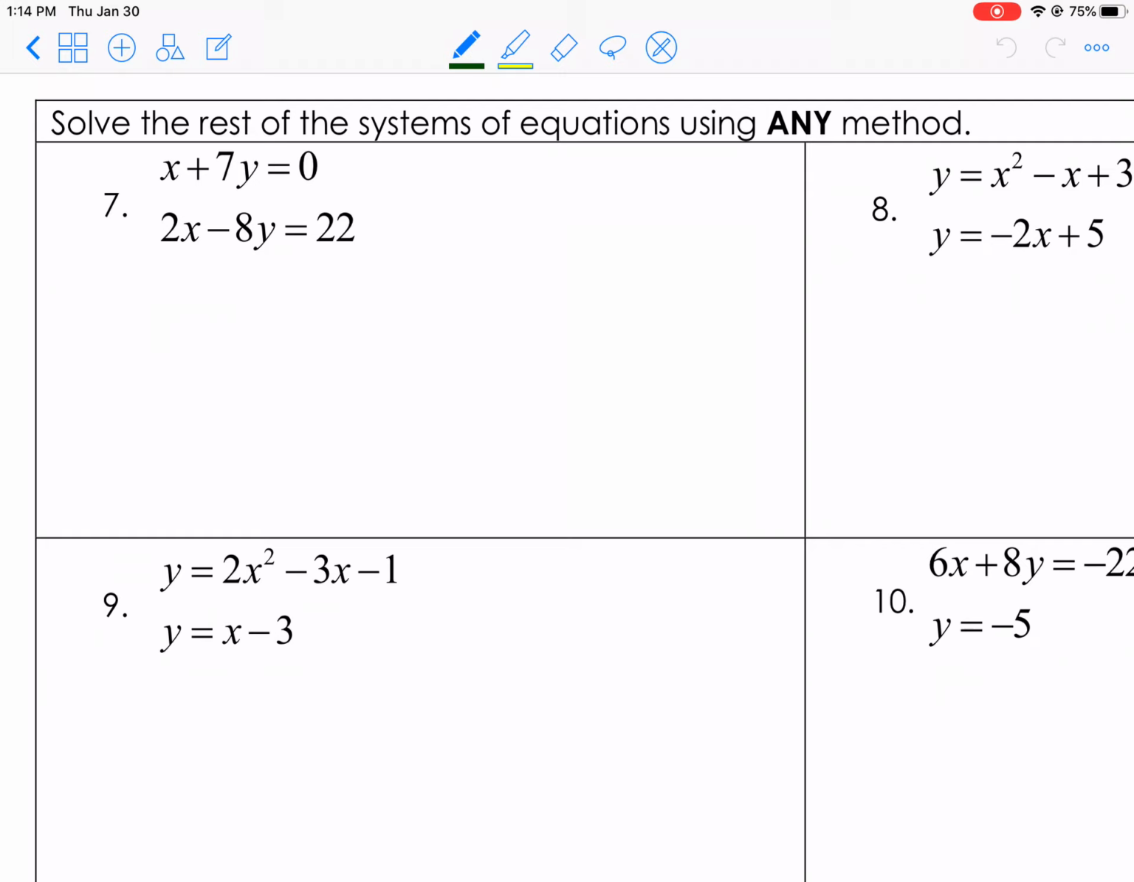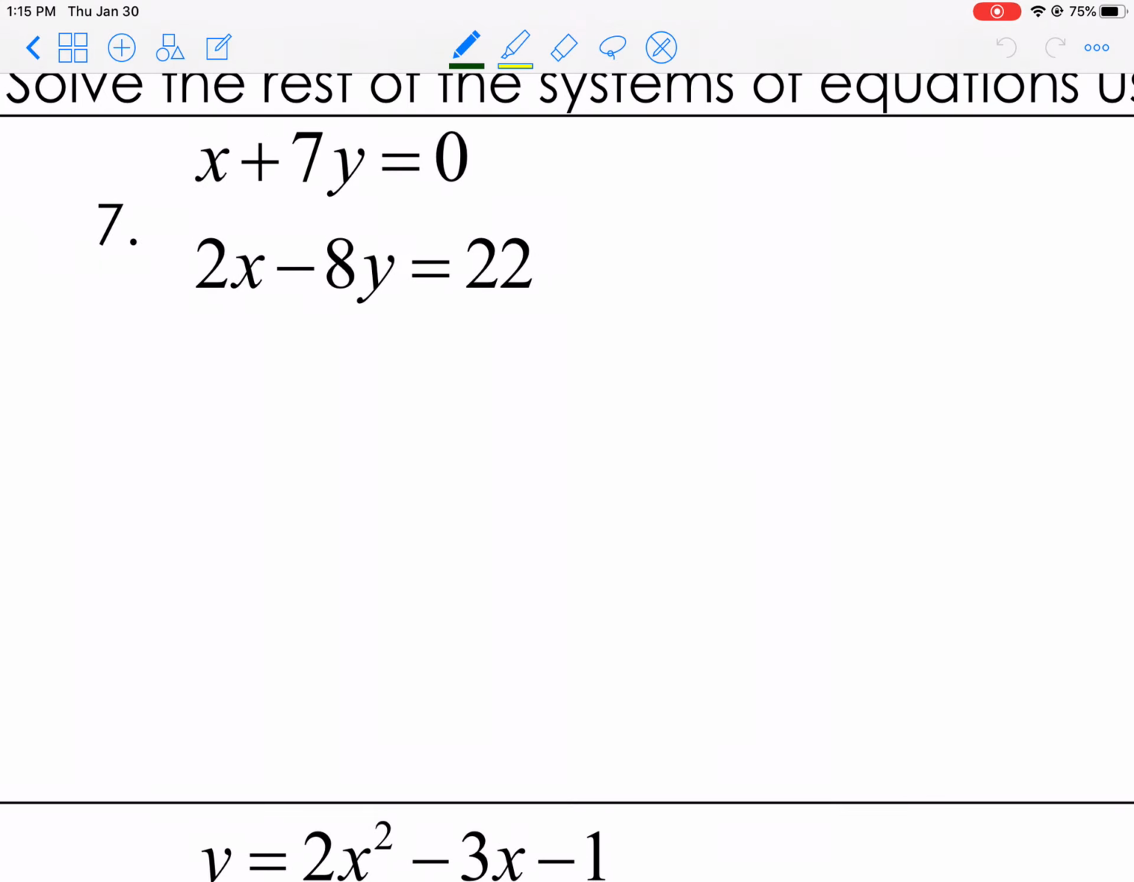Okay, for these they're letting us choose any method that we want. So I want you to take a look and decide which method you want to use, and then how you would go about using it. These can actually be solved both ways, so I might do it both directions. That would be some extra work for me, but if it would pay off, that would be worth it, right? So let's do substitution first.